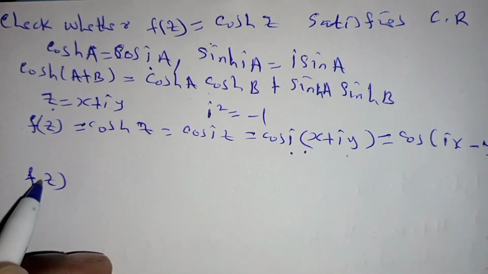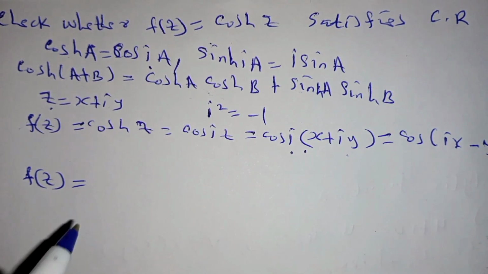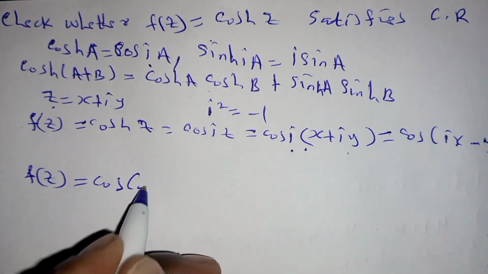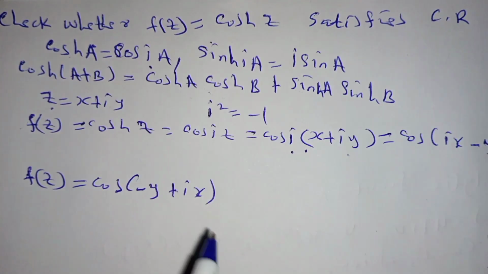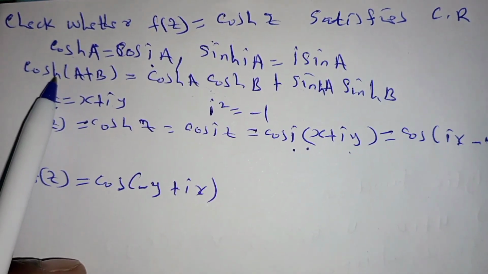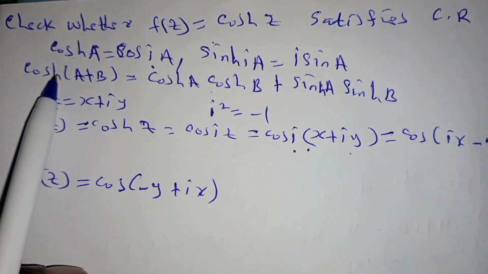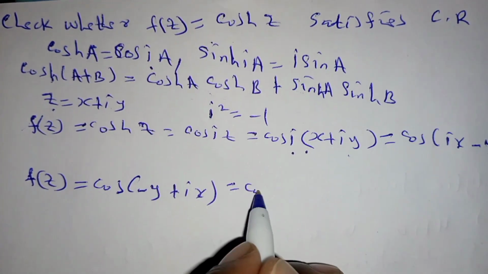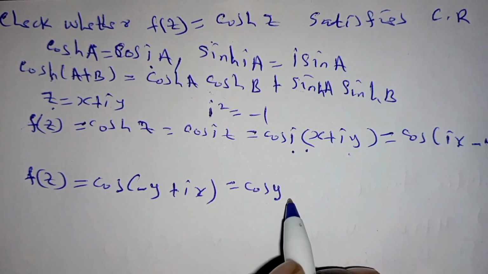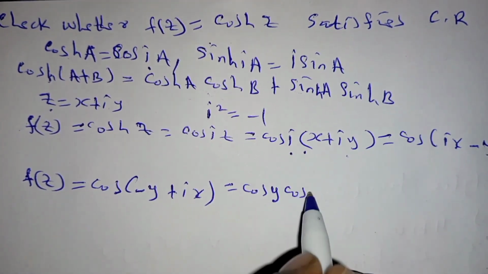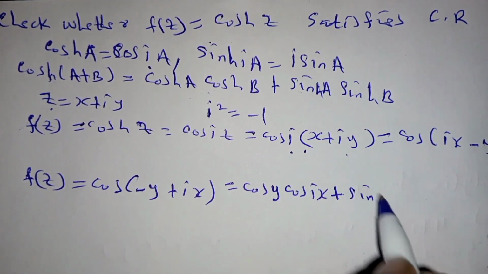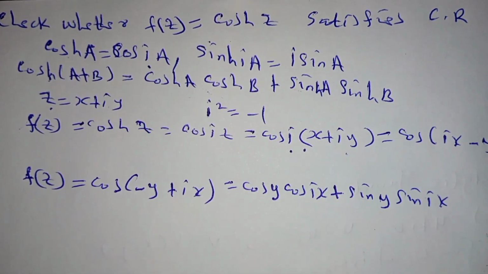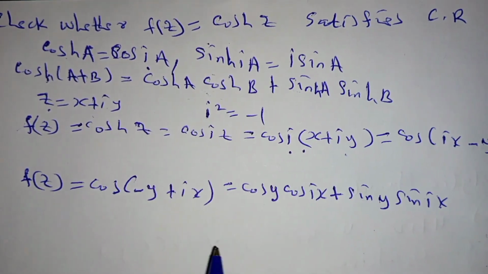So f of z is equal to cos of -y plus ix. Then we make use of this identity. Now we expand our identity to obtain the following. So this will give us cos of y multiplied by cos of ix plus sine of y sine of ix. Now I have made use of this substitution here to simplify this case.